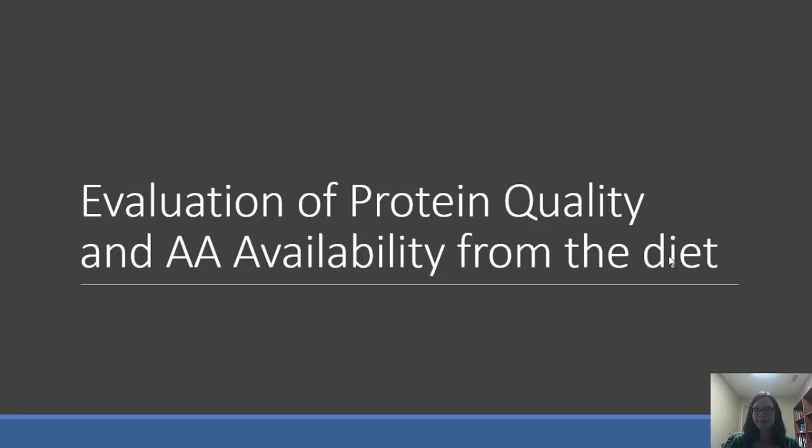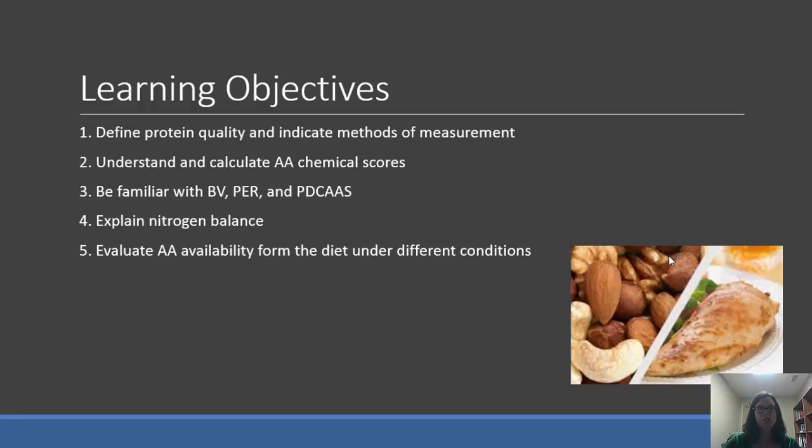And let's move into our next section, which is evaluation of protein quality and amino acid availability from the diet. So our objectives are to define protein quality and indicate methods of measuring protein quality, understand and calculate amino acid chemical scores, be familiar with BV, PER, and PDCAAS, which we will talk about, explain nitrogen balance, and evaluate amino acid availability from the diet under different conditions.